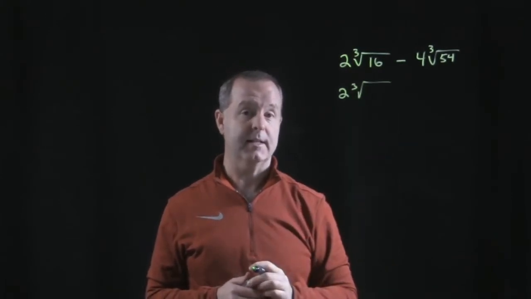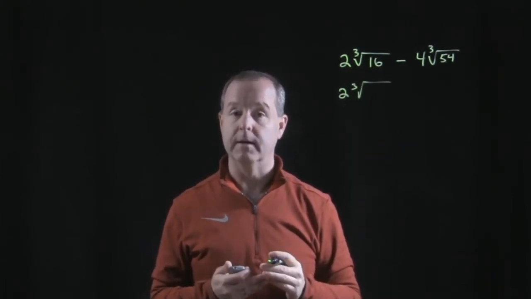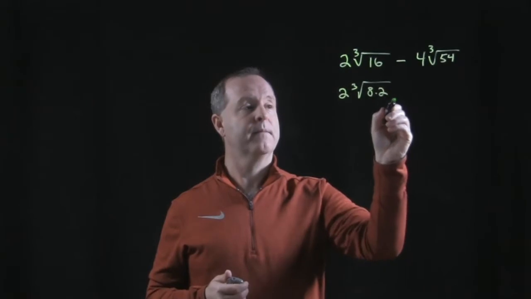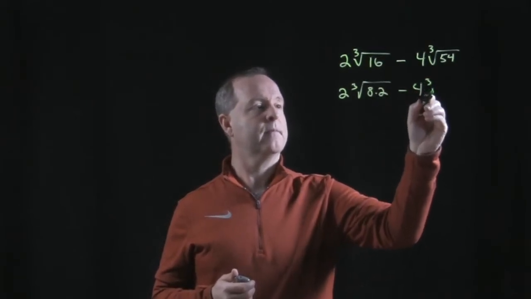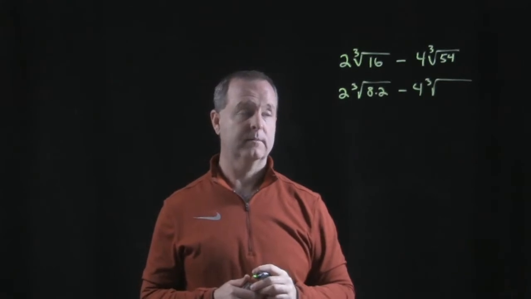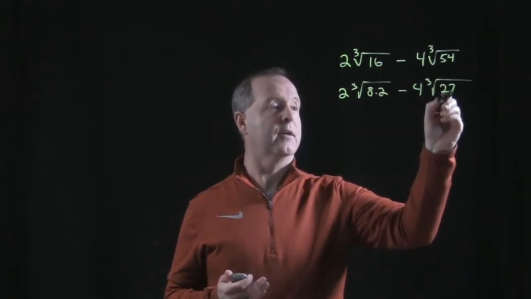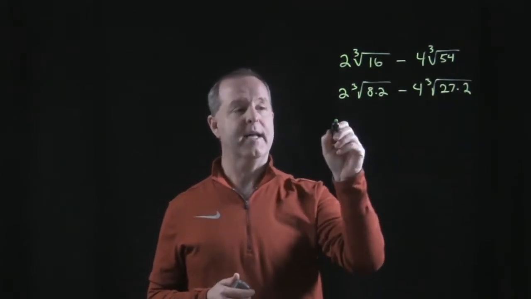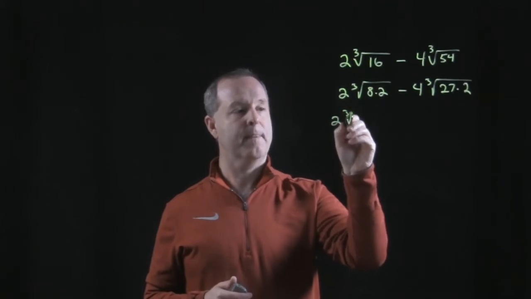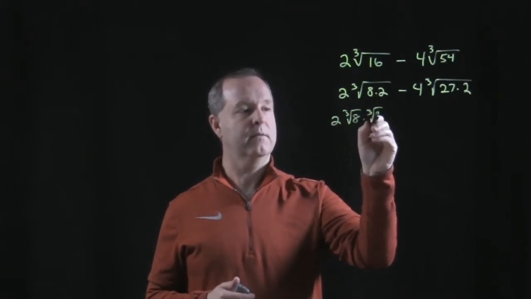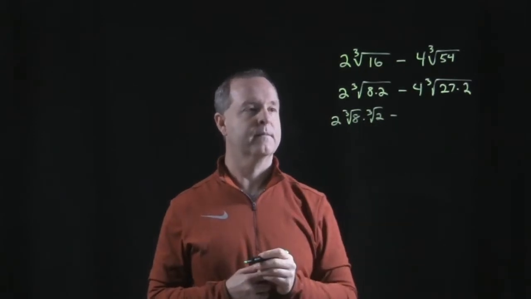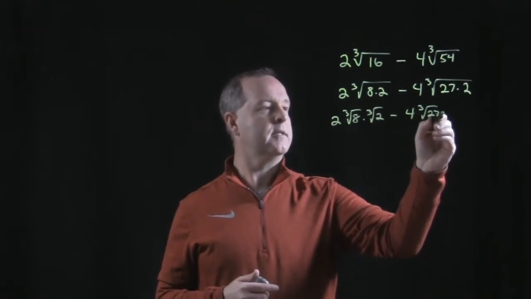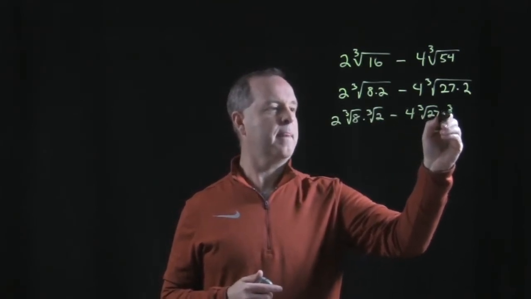How can I factor 16 such that one of its factors is a perfect cube? Well, what are those cubes again? Well, 8 is a perfect cube. How do I factor 54? 27 is a factor, and that's the greatest perfect cube that factors into 54. Rewrite these out. So it's 2 times the cube root of 8 times the cube root of 2 minus 4 times the cube root of 27 times the cube root of 2.